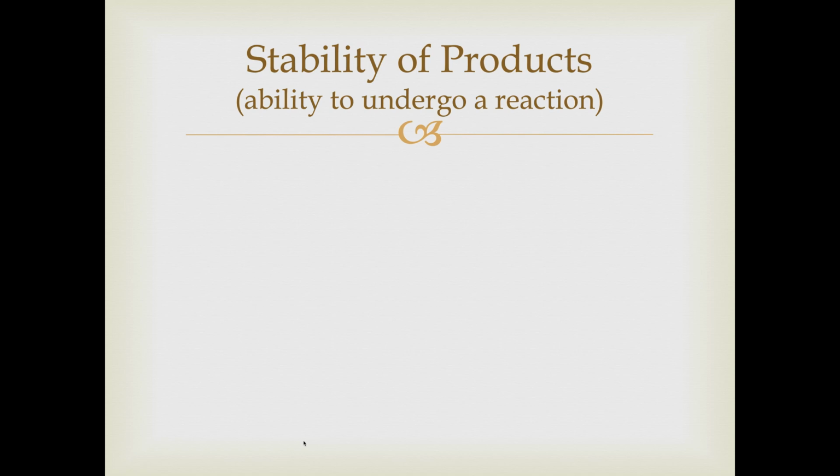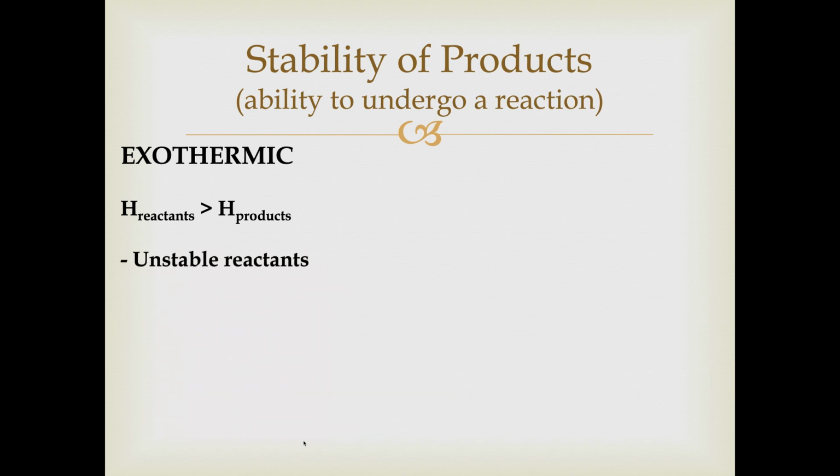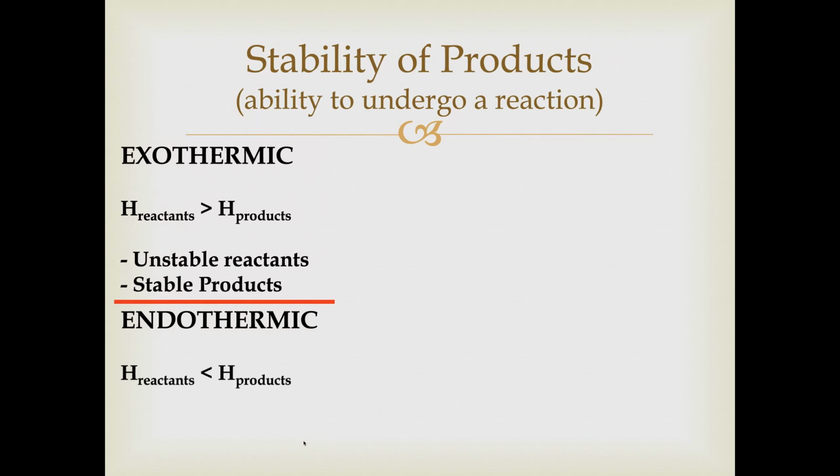Okay. Stability of the products, the ability to undergo a reaction. Exothermic changes have more energy stored to begin with than they have when the reaction is done. The reactants having more energy in them are more unstable, and by that I mean more likely to undergo a reaction. The heat of the products being lower means that the products are less likely to undergo a reaction. Therefore, we refer to them as stable. In an endothermic process, we have less energy to start with than we have to end with. So what that means is that our reactants are more stable, but our products are less stable.